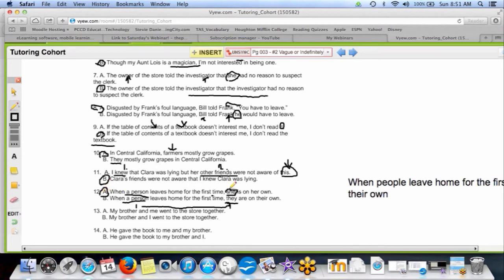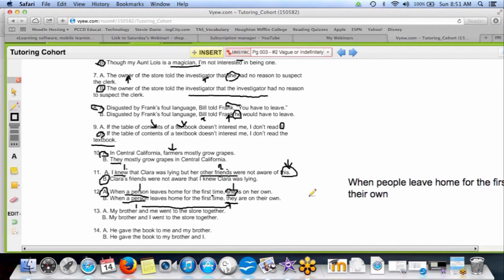Because she is a singular pronoun, and she can be a person, right? So they agree. I have one person here, and I have one singular pronoun that refers back to that one person. So A is the correct answer. So your pronouns have to agree, too, in the number that they represent.